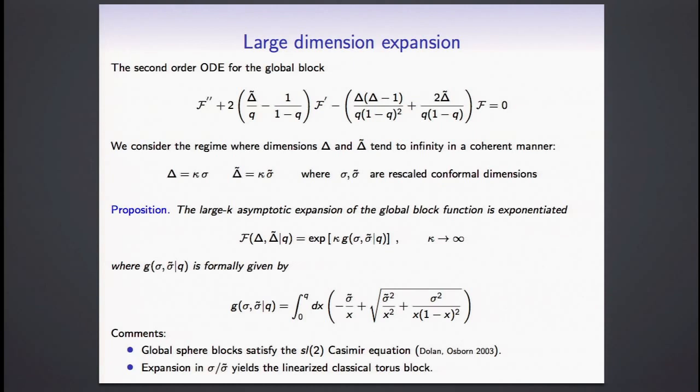And actually, this is a very important result for us, because later we will show that this exponentiated global block is directly related to the linearized classical block. Okay, another comment is that on the sphere, we already met this kind of second-order differential equations, which are just the so-called Casimir channel equations, and actually the appearance of this second-order equation is not occasional.